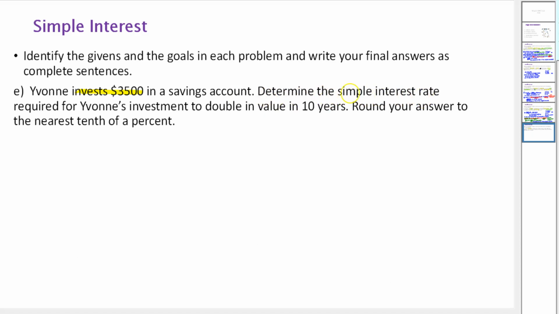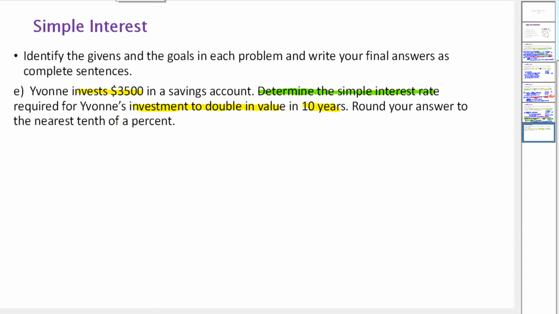So notice this is what we want to find. So this is our goal. It didn't use a question, but the keyword determine tells me that. Determine the simple interest rate required for Yvonne's investment to double in value. Okay, so that's given information because it's telling us the end amount is twice the initial investment in 10 years. So we're also given the time. Round your answer to the nearest tenth of a percent.